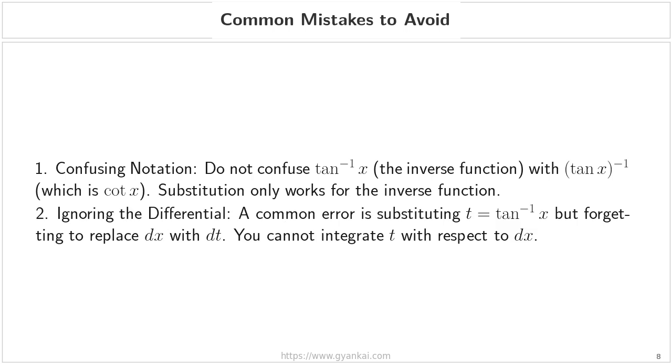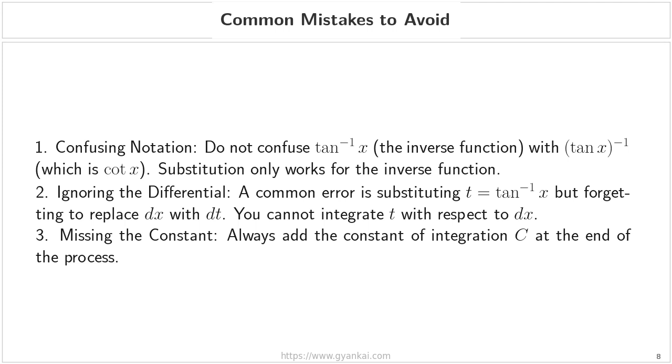2. Ignoring the differential. Next, a very common error occurs during the substitution process itself. You correctly identify the inverse trigonometric function, say tan inverse x, and you set it equal to a new variable, let's say t. Great. But then, students often forget to also replace dx with its equivalent in terms of t. Remember, when we found the differential, we determined that dt is equal to 1 over 1 plus x squared multiplied by dx. You must make that replacement. You can't integrate with respect to dx when your integral is now expressed in terms of t. It's a crucial step.